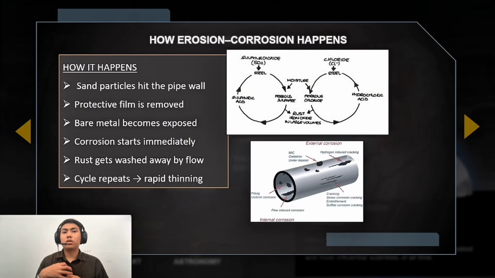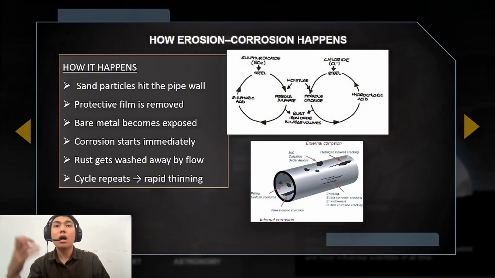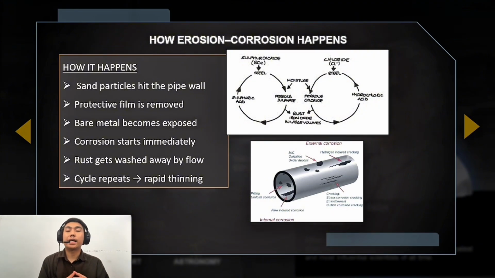So for this slide, I will explain how erosion corrosion happens inside a pipeline. So first, sand particles hit the pipe walls. This impact removes the protective film and the bare metal becomes exposed. So once the metal is exposed, corrosion starts immediately. The rust that forms is weak and gets washed away by the flowing fluids. Because of this, the cycle repeats again and again, which leads to rapid thinning.